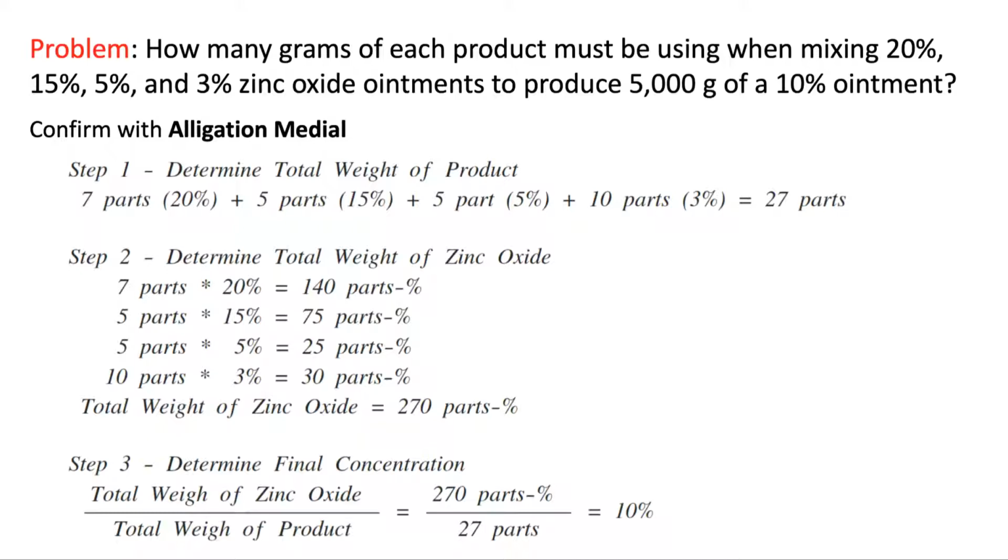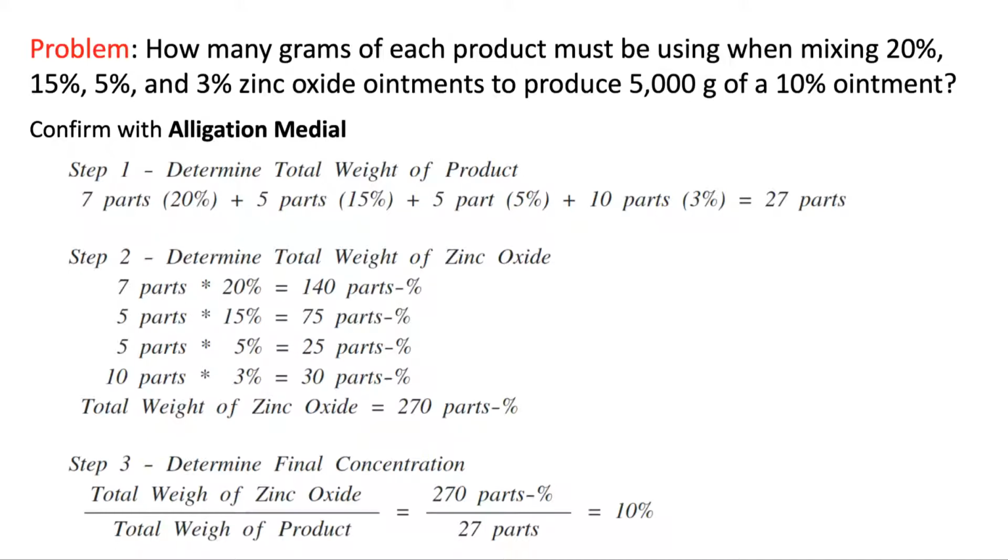Lastly, to determine the final concentration, all we need to do is take the total amount of zinc oxide, which we just calculated to be 270 parts percent, divided by the total weight, which we said was 27 parts. The units of parts cancel, and 270 divided by 27 gives us a numeric value of 10, and the resulting units would be percent. So again, the Alligation Method tells us that we get a 10% concentration when we mix our products in the order with the number of parts that we've calculated. So we know that our formulation will work and result in a 10% ointment.